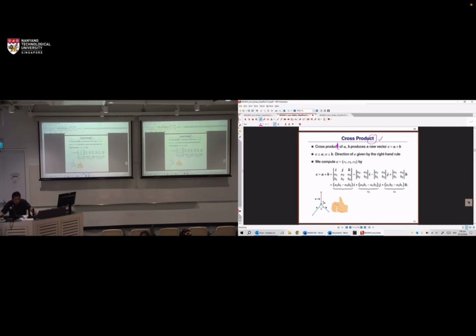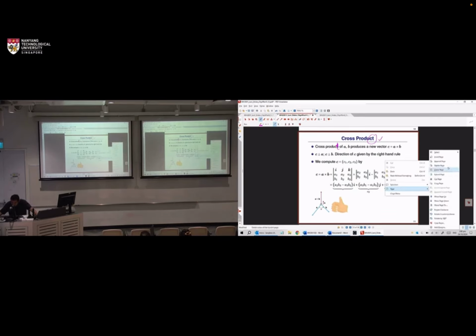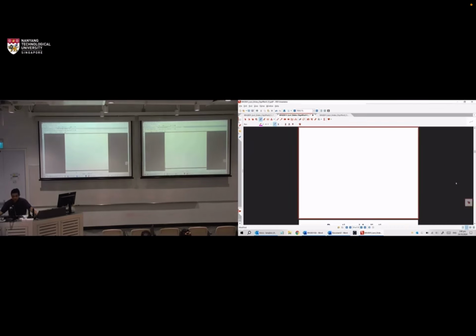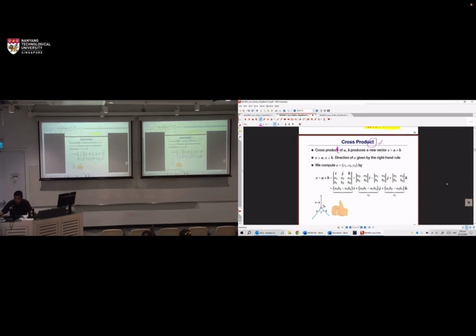Very interesting. This one you learned before already, but it's very important, and I will revise again. So as I mentioned, you A cross B, you will get a product, a new vector C. C is perpendicular to A, perpendicular to B. And the direction of vector C is given by the right hand rule.